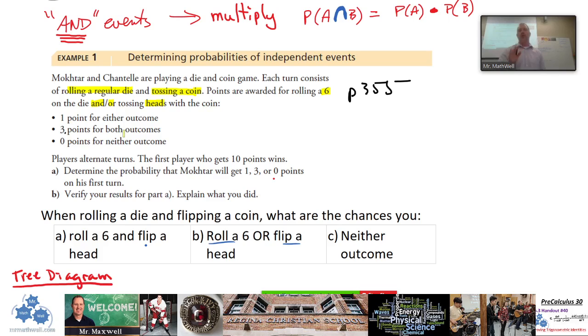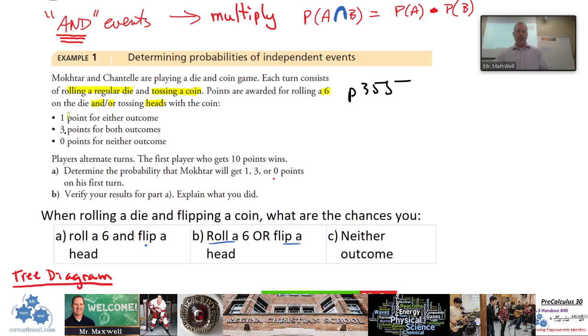Now, first of all, are these independent events? It says they are, but are they? If you roll a die and then you flip a coin, does the outcome of the coin flip depend upon what you got with the roll of the die? Are they dependent on each other, or would they be totally separate? They're totally separate, right? The coin flip does not care what you got on the die. There's nothing influencing the other.